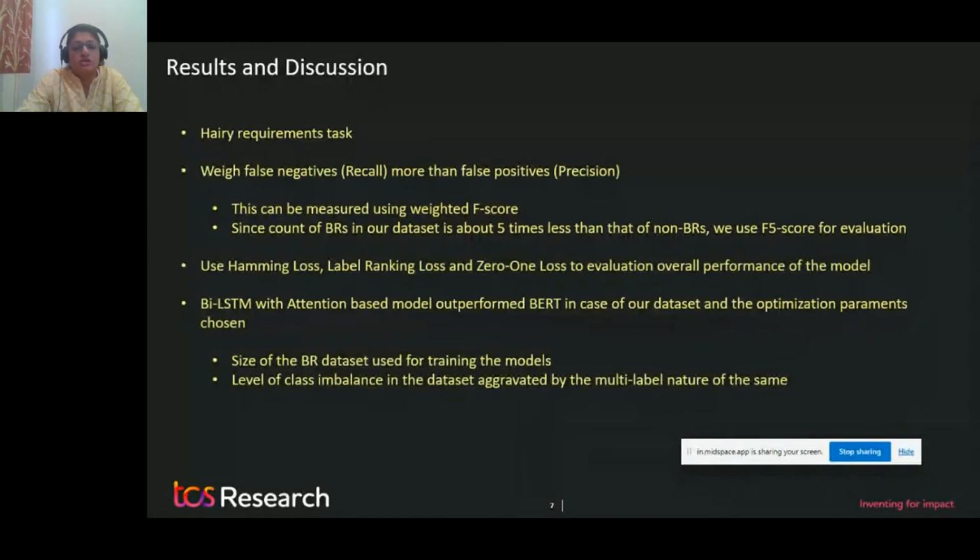Additionally, to measure the overall performance of the model, we also used metrics such as Hamming loss, label ranking loss, etc. In the case of our data set and the optimization parameters chosen, we observed that BiLSTM with attention performed better. There could be 2 reasons for this. One, BERT is known to perform better with data sets of, say, 100K instances, and here we are dealing with 6K instances. The other is the high level of class imbalance in our data set, aggravated by the fact that we are dealing with a multi-label data set.